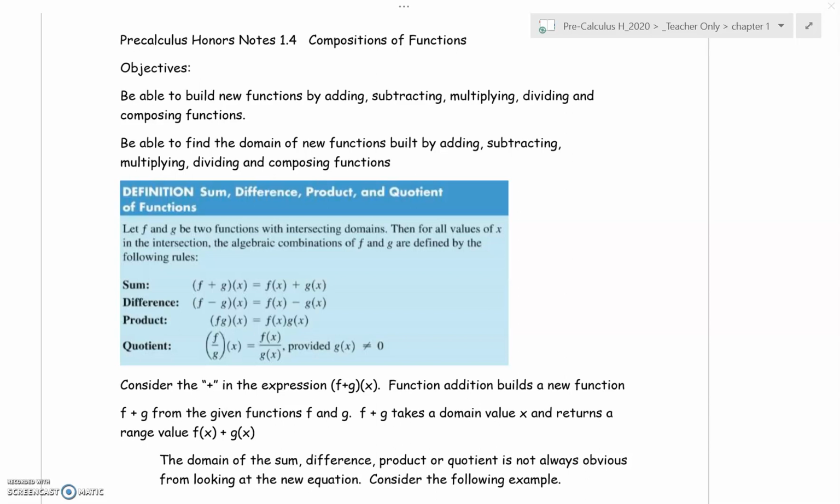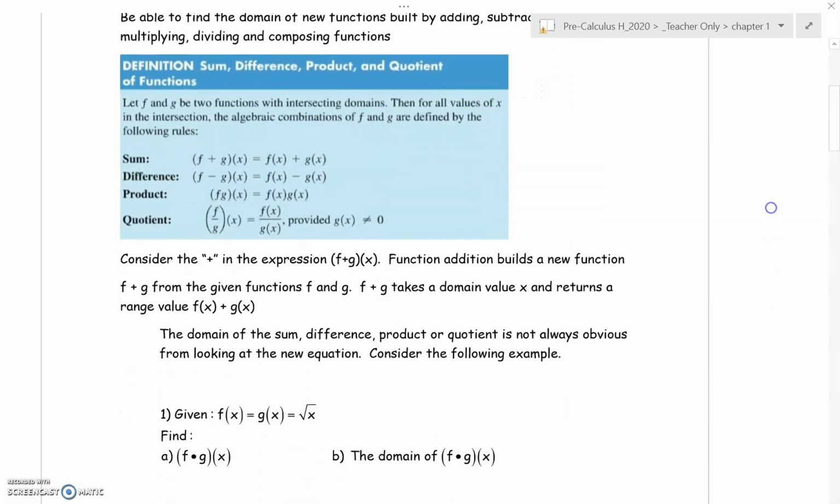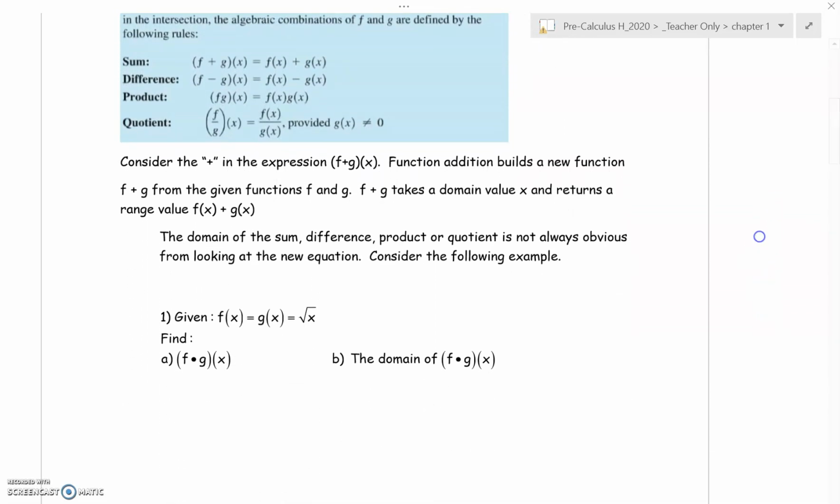Pause the video for a minute and look at the blue box and just go ahead and read through what is going on with these functions and each, the sum, the difference, the product, and the quotient. Okay, so let's take, for example, the sum. If we consider the plus in the expression f plus g of x, the function addition builds a new function f plus g from the given functions f and g. f plus g takes a domain value x and returns a range value f of x plus g of x.